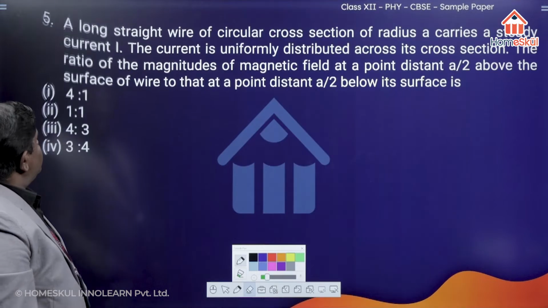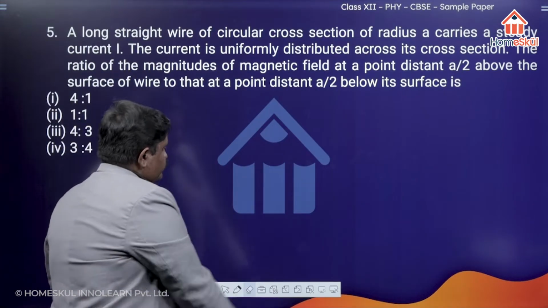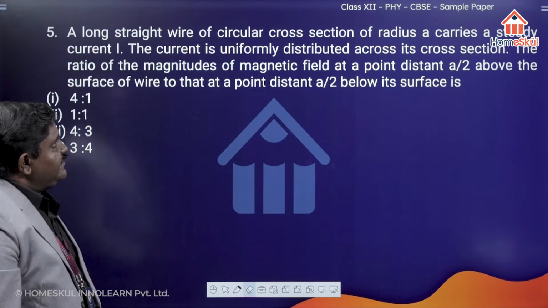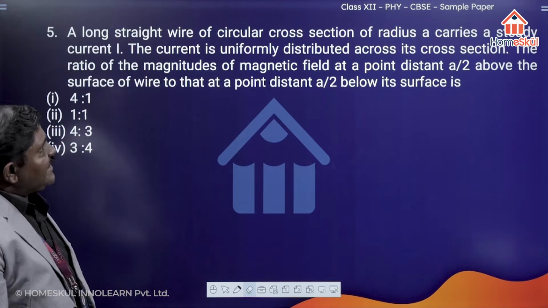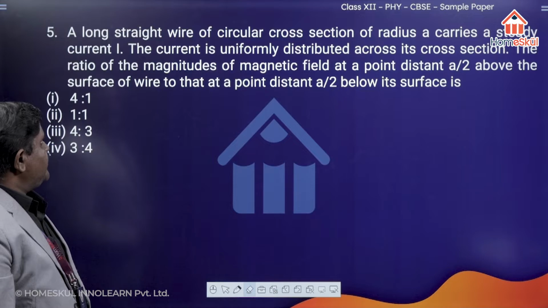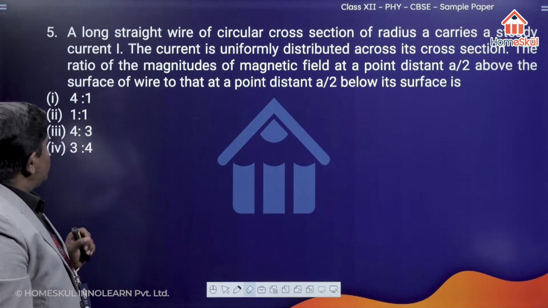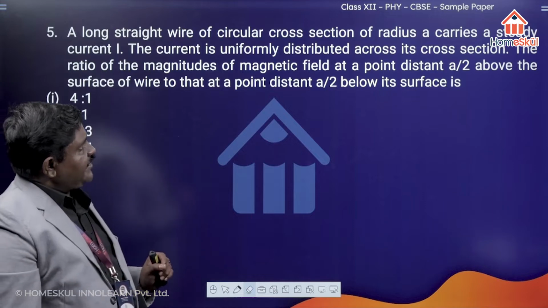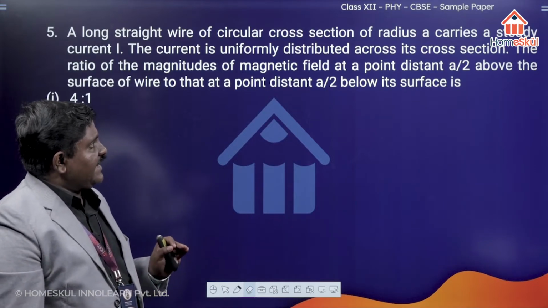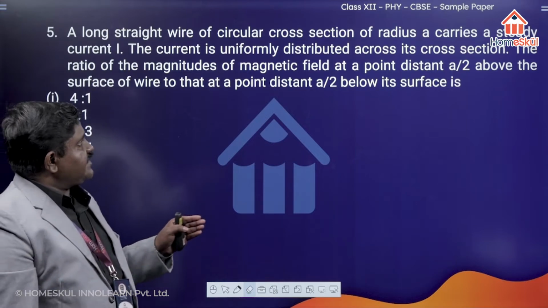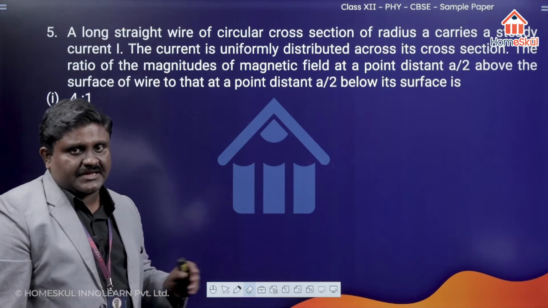Question number 5. A long straight wire of circular cross-section of radius A carries a steady current I. The current is uniformly distributed across its cross-section. The ratio of the magnitude of the magnetic field at a point distant A by 2 above the surface of the wire to that at the point distance A by 2 below its surface is.